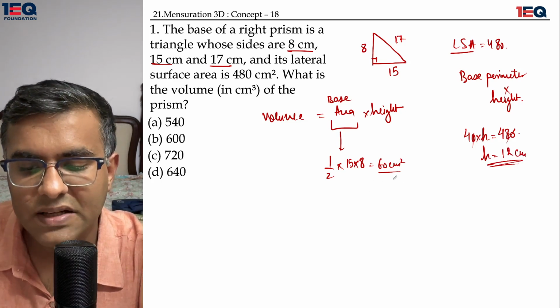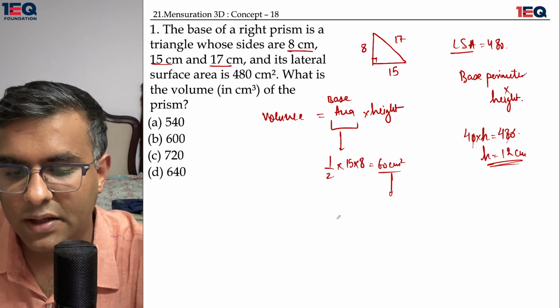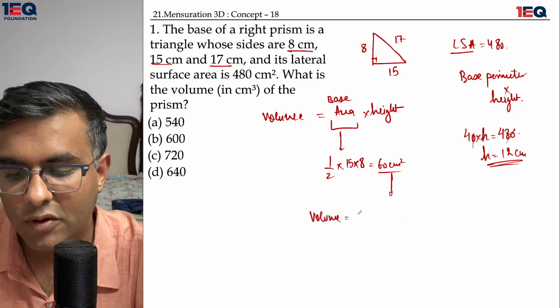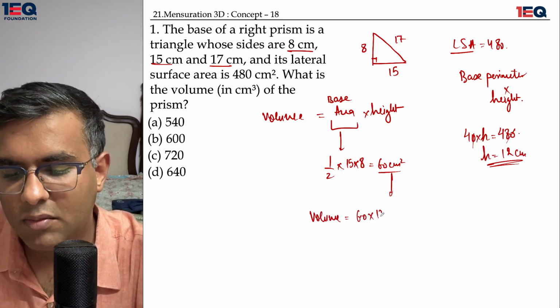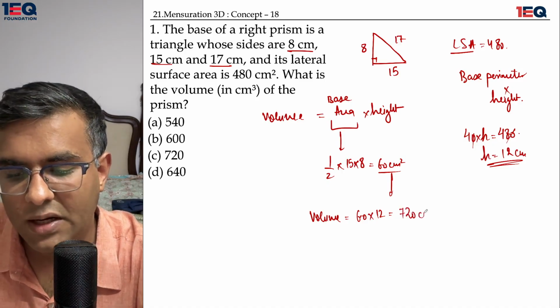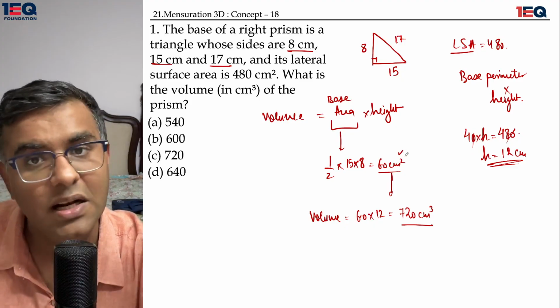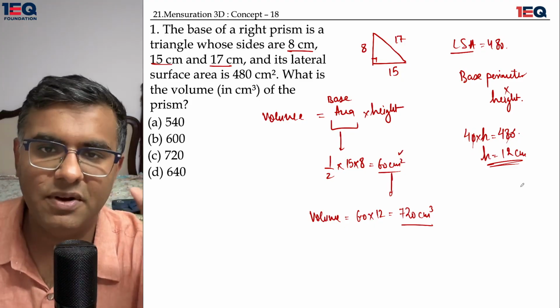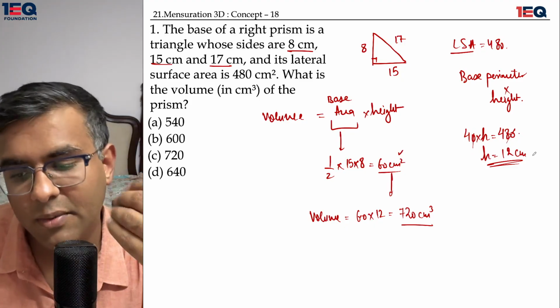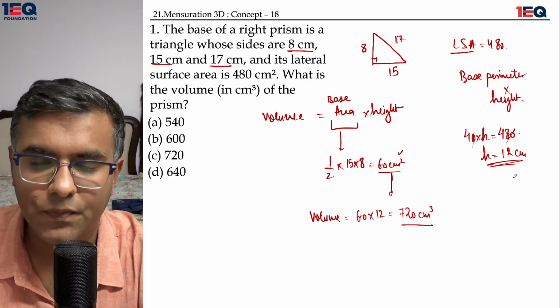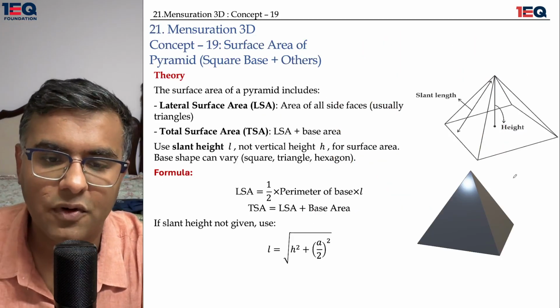So now I have the base area and I also have the height. So I can find out the volume quickly, and the value of volume comes out to be 60 multiplied by 12, which is equal to 720 centimeters cube. Okay, why is it cube? Because 60 centimeter square is coming from this side and 12 centimeter is coming from the other side. So 720 centimeters cube. Got it? Let's move on.